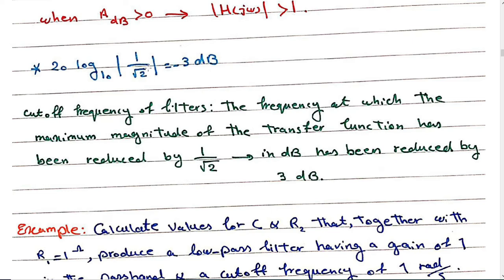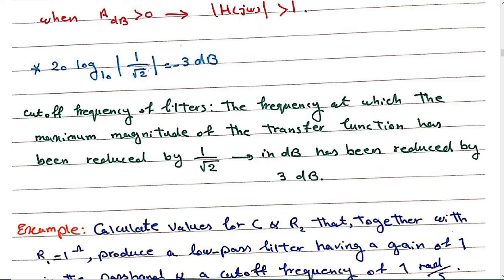Why 1 over square root of 2, not, for example, 1 over square root of 3? Because when we want to calculate the cutoff frequency, we have 1 over square root of 2 multiplied by H max. So what is H max? The maximum value for the circuit or for our filter, or the gain. When we multiply it by 1 over square root of 2, it means 3 dB below the maximum value will give us the cutoff frequency.